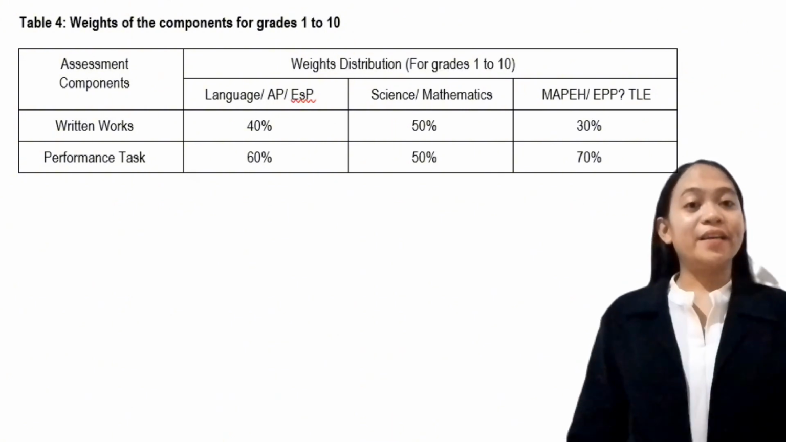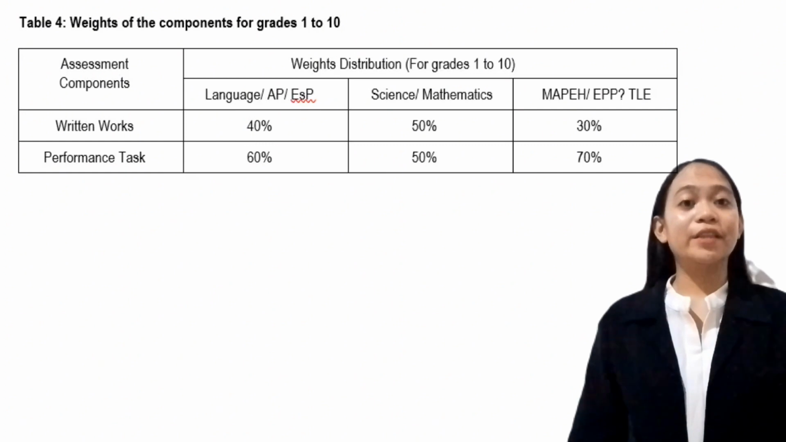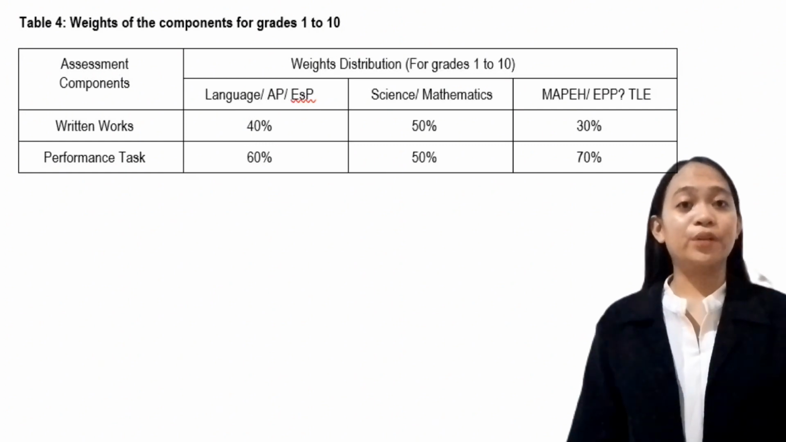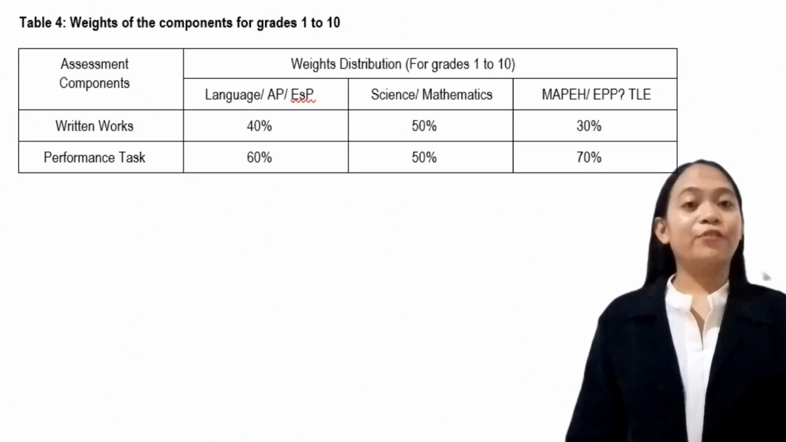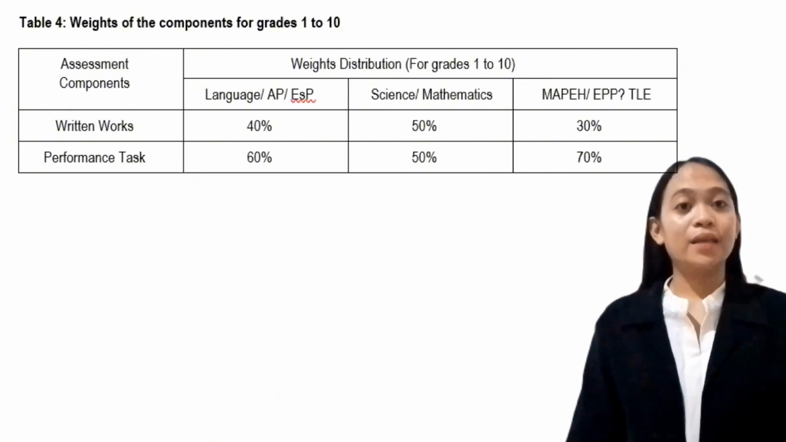While for the learning areas of science and math, the written work is equivalent to 50% and the performance task is equivalent to 50% also. And lastly, for the learning areas of MAPEH, EPP, and TLE, the written work is equivalent to 30% and the performance task is equivalent to 70%.